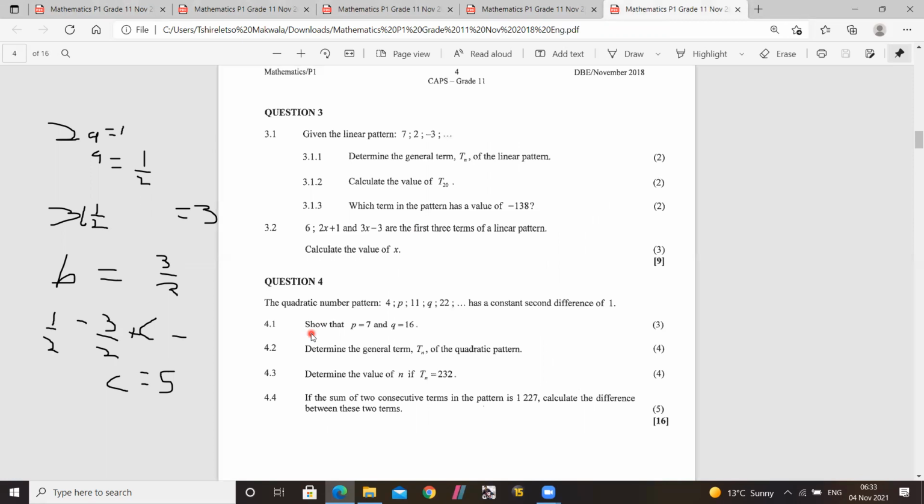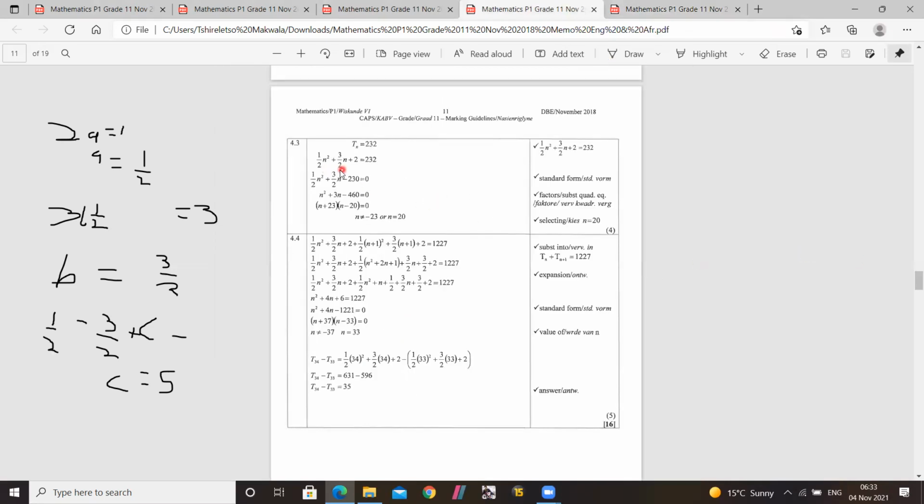So you know that these terms are consecutive. What does consecutive mean? It means that they are next to each other, like 4 or 5, or 9 or 10. So you know that this 1,227 is derived from these two terms. For the first term, what are you going to do? You're going to say, what is the general form of this quadratic pattern? The general form is this thing: half n squared plus 3 over 2n plus 2. That's the general form for it.